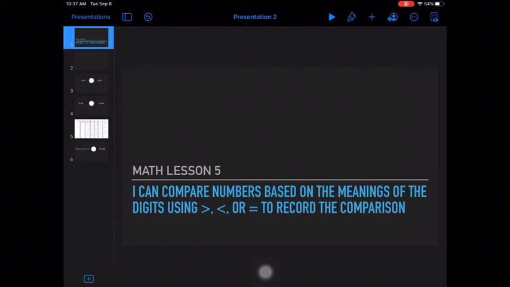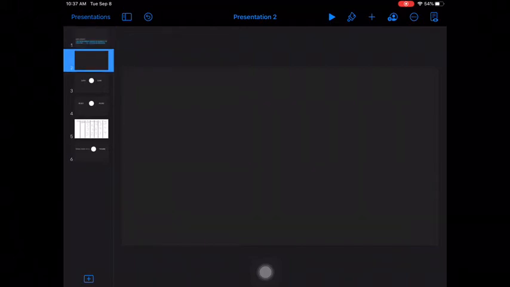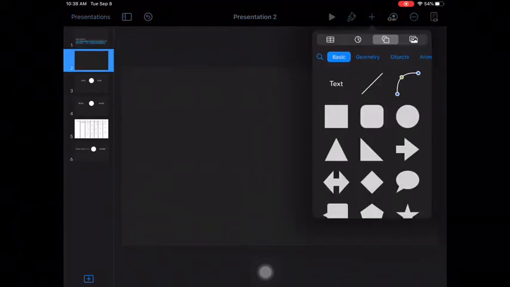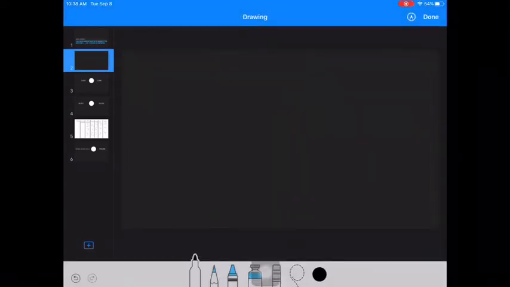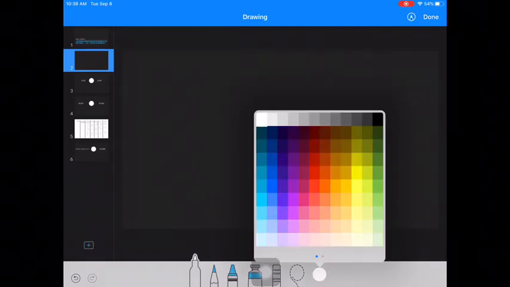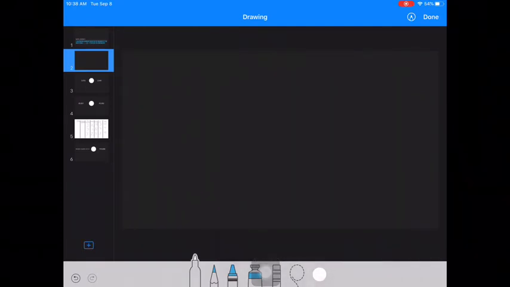So I'm going to start off with a refresher here. And here we have, you can see it says Math Lesson 5 and your I can statement. I can compare numbers based on the meanings of the digits using greater than, less than, or equal to, and record the comparison. Let's look at our tools here, guys. We have this symbol, which is greater than, right? Or less than, sorry.